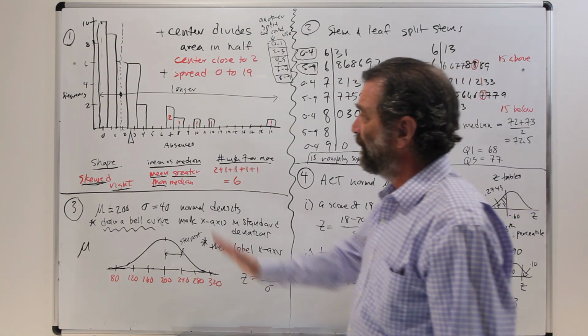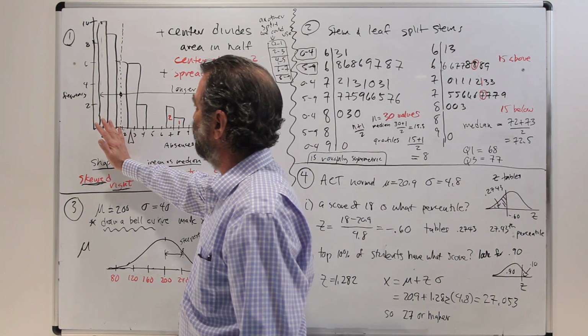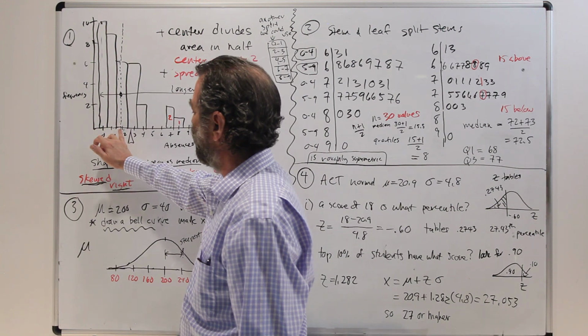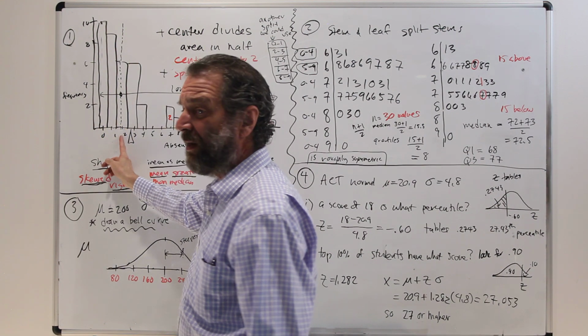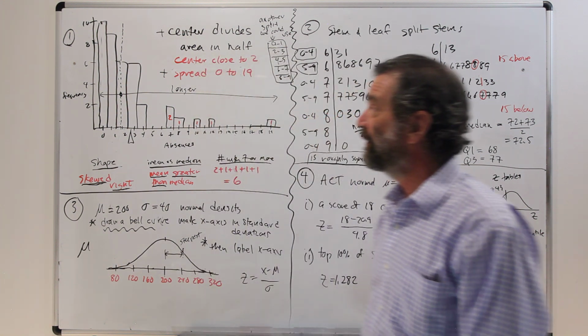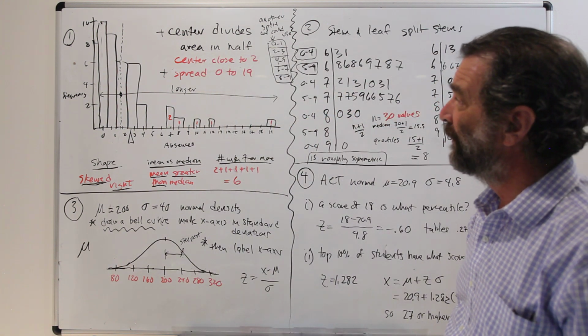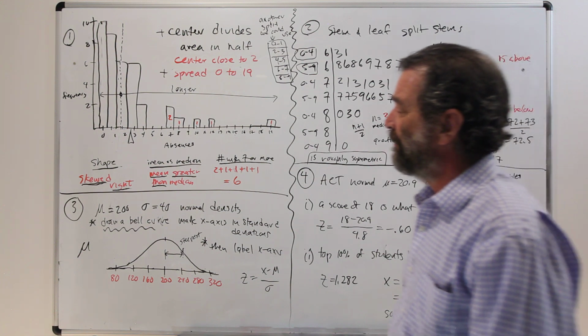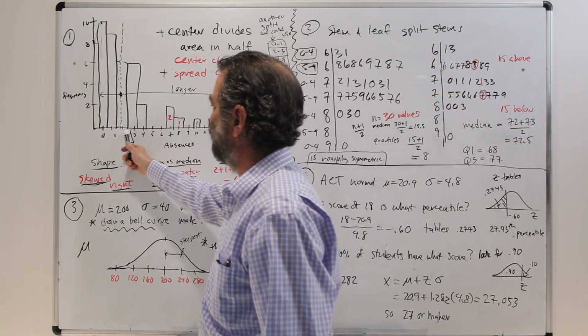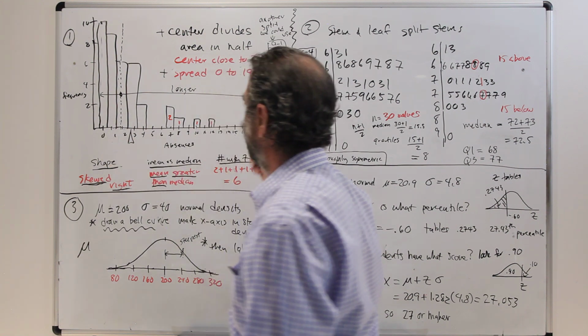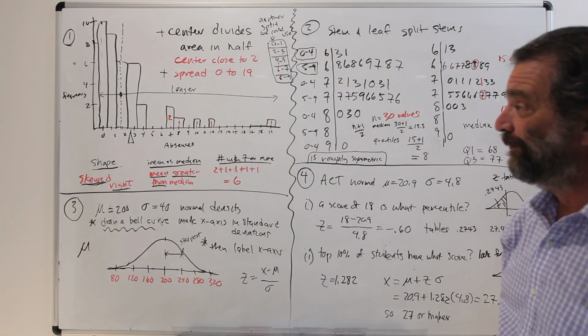So we find that place here. The center is around 2. So the center is located on the horizontal axis. You divide the area in half and read off the number on the horizontal axis. That's the center, otherwise known as the median. And then to find the spread, we measure out from that center as far as you have to go to get the highest value and smallest value, from 0 to 19. We might call that the spread, 0 to 19.